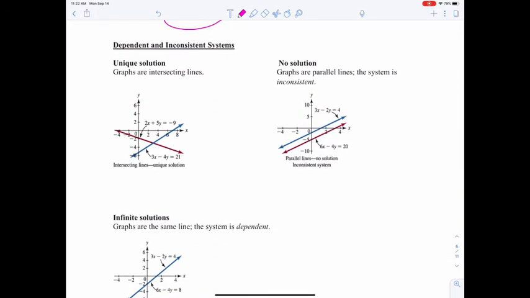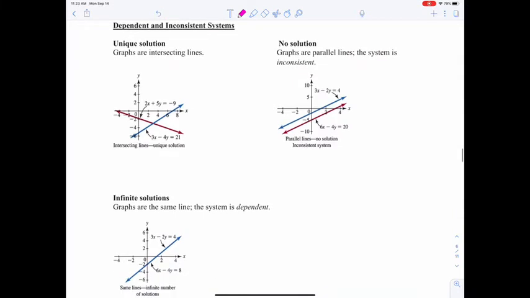Okay, practice those. Word problems are important. You'll see those quite a bit. All right, we have some definitions we have to go over here. Dependent and inconsistent systems. So these are some graphical representations of what happens when you solve two systems of equations, the three possibilities, the three outcomes.